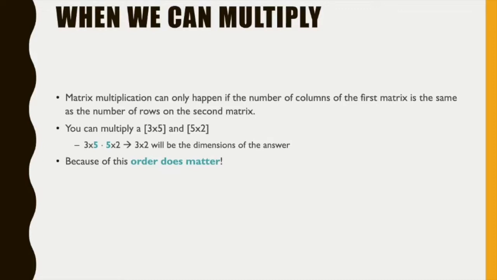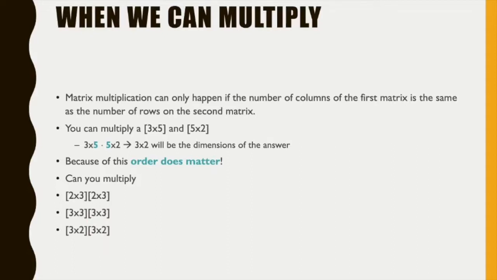I want you to remember that the order matters. So can we multiply a 2 by 3 and a 2 by 3? The answer is no, because these middle numbers are not the same. Can I multiply a 3 by 3 and a 3 by 3? Yes, we can multiply them because these two numbers are the same. And our answer will be a 3 by 3 matrix because of those numbers that are left over.